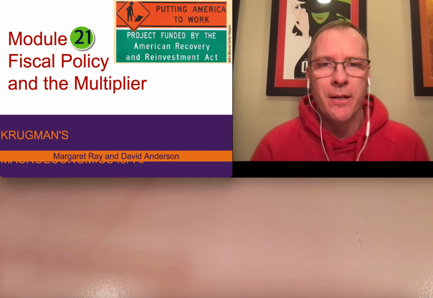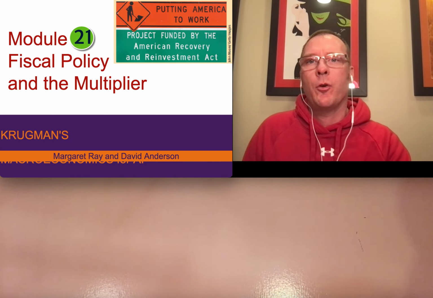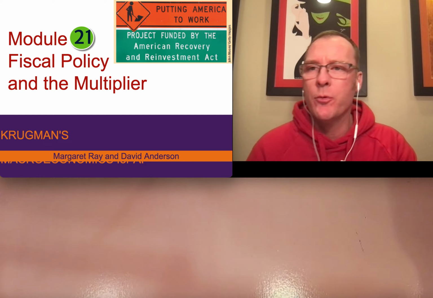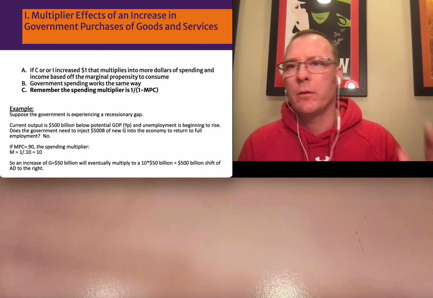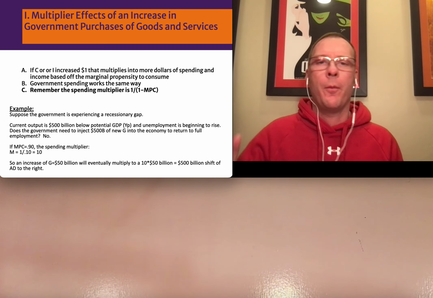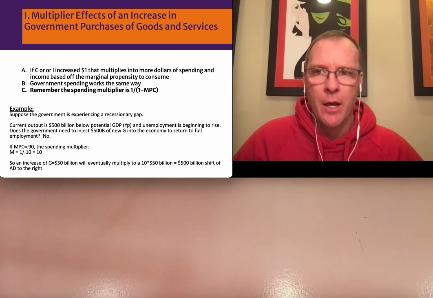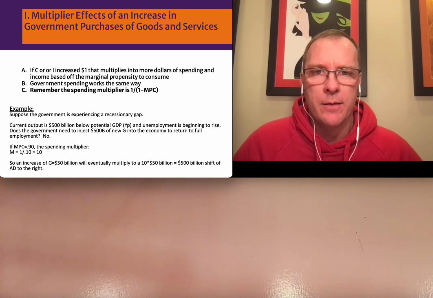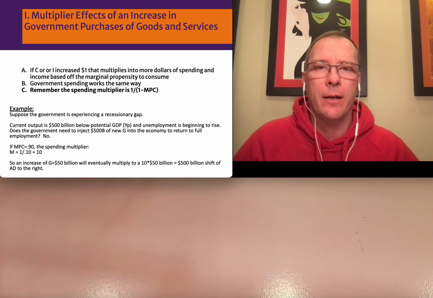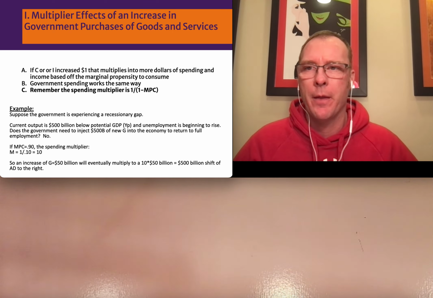Econ kids, this is module 21, the fiscal policy and the multiplier module. This one brings the multiplier into effect. So remember, when we end up in a recession or something along those lines, we can spend some money as the government, and that can push aggregate demand to the right.